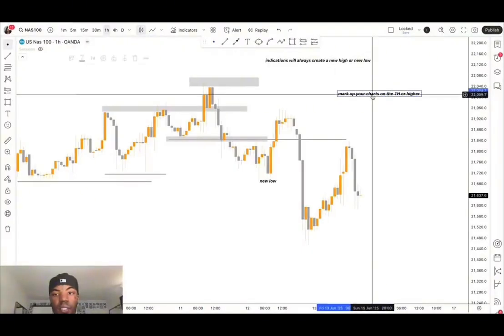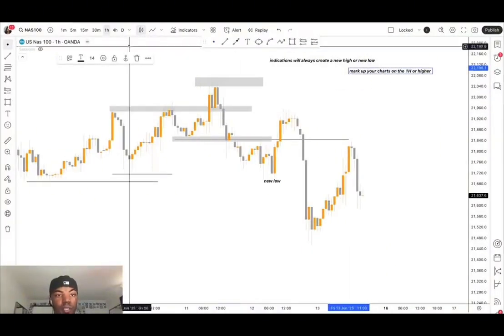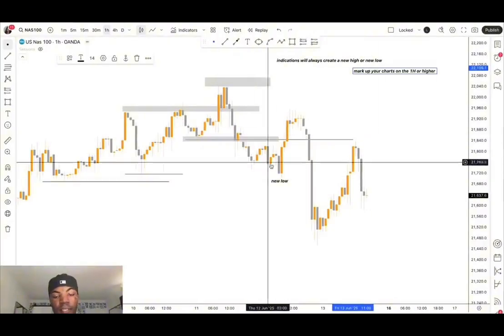So higher time frames only when it comes to marking up these levels because they hold really, really strong. So let's break down some entries, right? As we see here, we have this indication. It creates a new low.